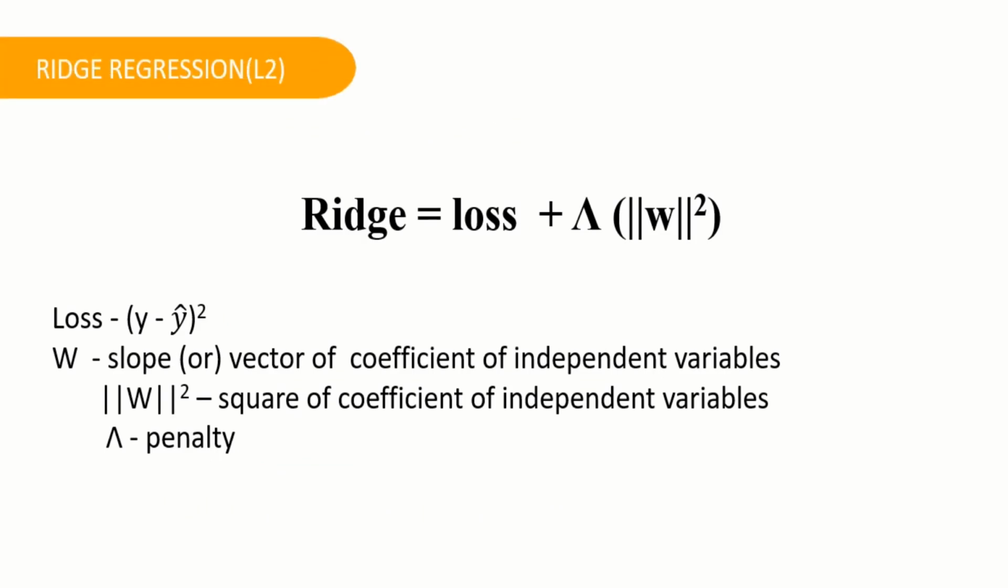So let's look at the definition of Ridge regression. How does it work? The main formula behind Ridge regression is loss plus lambda times W squared, where loss is the square of the difference between actual and predicted value, and W is our slope, which can also be termed the vector of coefficients of independent variables. In Ridge regression, the only difference is that we take the square of these coefficients of independent variables, and lambda is the main penalty factor which tries to reduce the error.